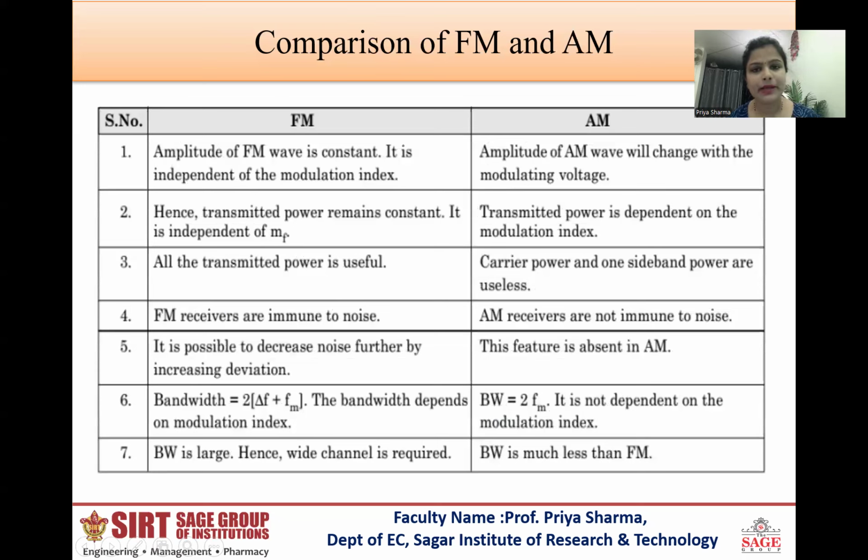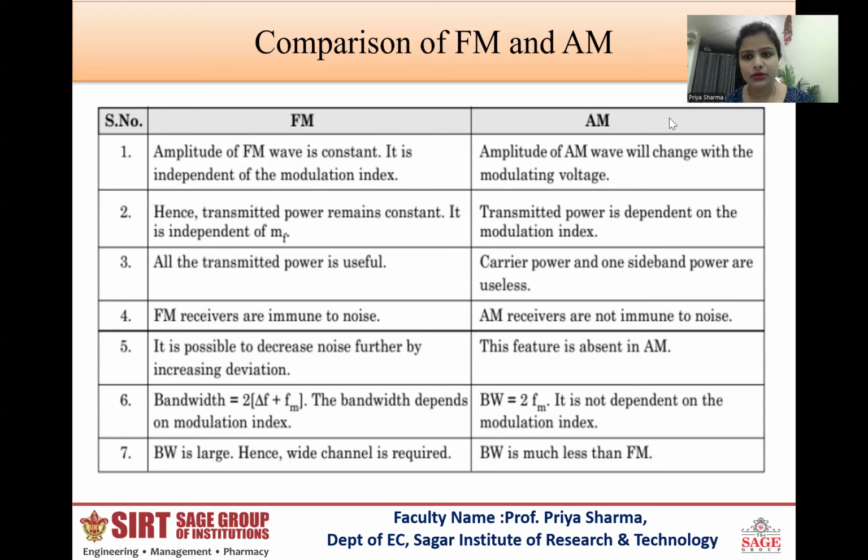Coming to the comparison between FM and AM, these are some of the questions which can be asked in any of the exams, whether university exams or other competitive exams. It is a very frequent question. Any of the differences can be asked in MCQs, so be prepared with that, students. Coming to the comparison of FM and AM: in FM, the amplitude of the FM wave is constant, independent of the modulation index, but in AM, the amplitude of the AM wave changes with the modulating voltage.